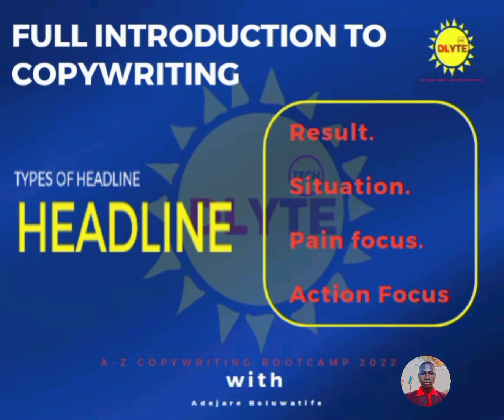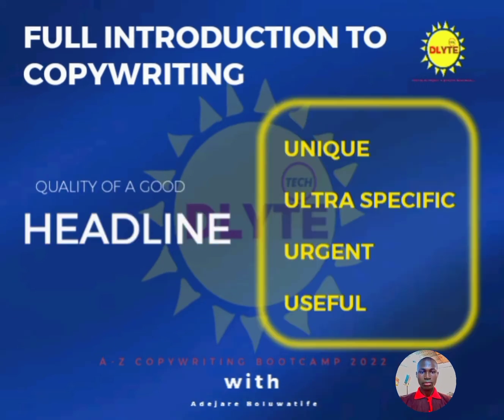Now, when writing a headline, what makes a good headline? What makes a fake headline? What makes a 100% catchy and attention-grabbing headline? When writing a headline, your headline must be unique. Your headline must be useful. Your headline must be specific. Your headline must be urgent. It must be something that they need to act on immediately. They need to take action now.